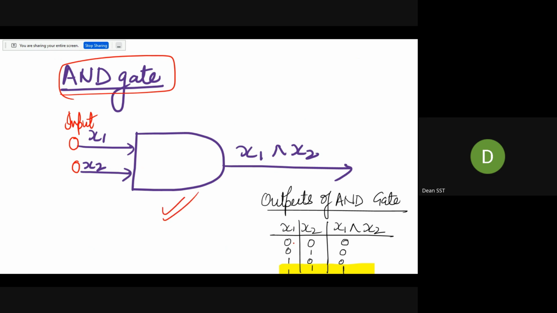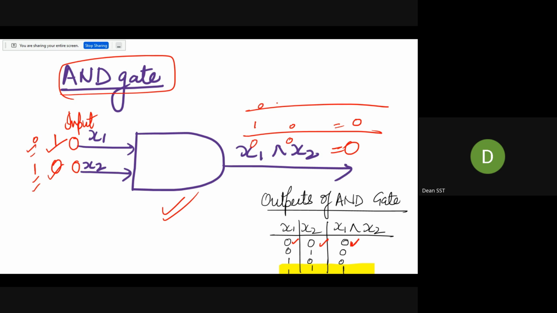What will be the output? 0, 0. Output will be 0. If we are providing 1 and 0, the output will be 0. Suppose we are providing 0 and 1, the output will be 0. But if we provide both the inputs as 1 and 1, the output will be 1.